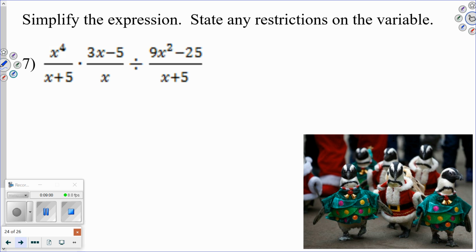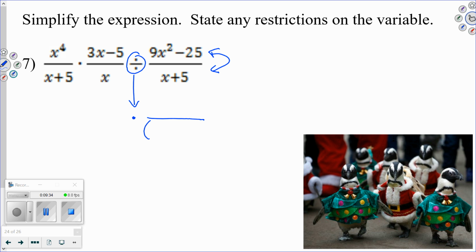So look at number 7. There are 3 fractions. Does that matter? No. Which one do I flip? The last one. Yeah. Well, you could, but I'm incredibly lazy. I'm just going to do them all at the same time. Yeah, let's make things easy, right? So we're going to flip this one.